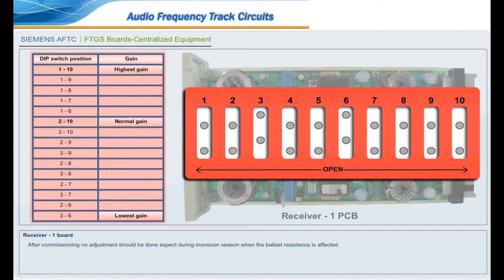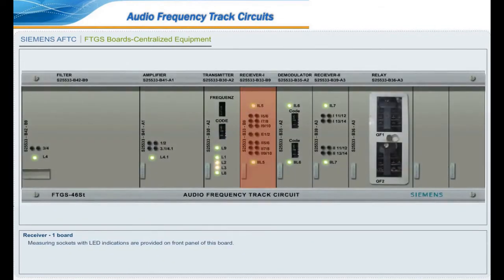After commissioning, no adjustment should be done except during monsoon season when the ballast resistance is affected. After adjustment of gain, TSR testing is compulsory. Measuring sockets with LED indications are provided on front panel of this board. Input from site RX tuning unit can be measured in socket E1 and 2. One L5 LED indication for channel number 1, 2 L5 LED indication for channel number 2.